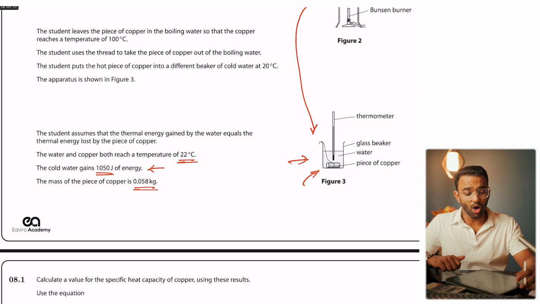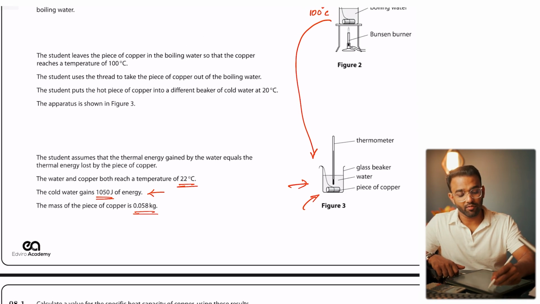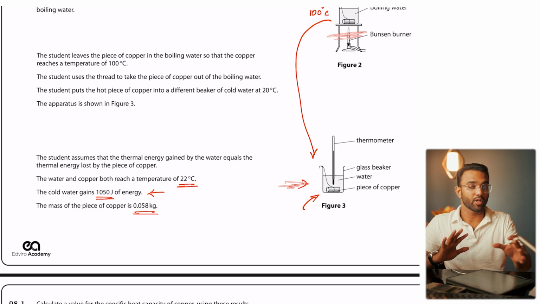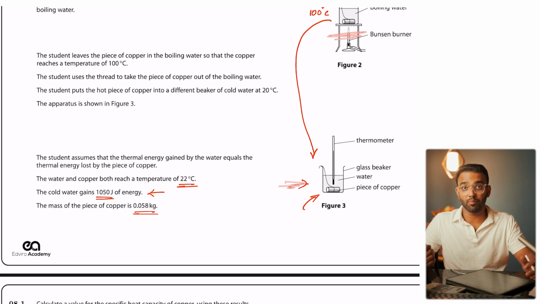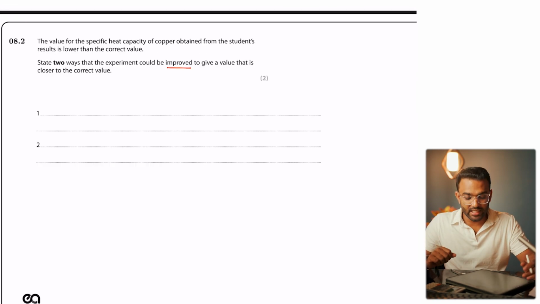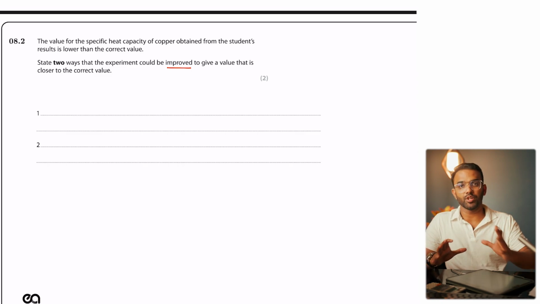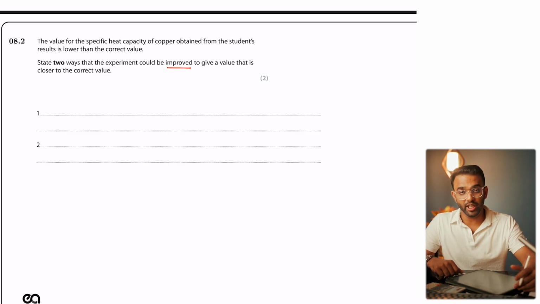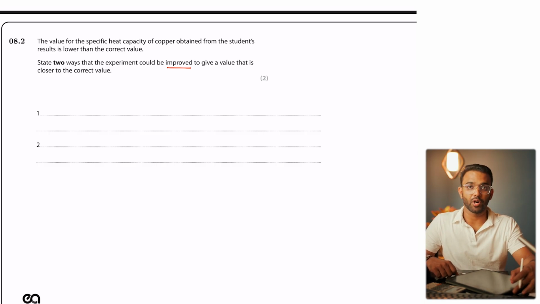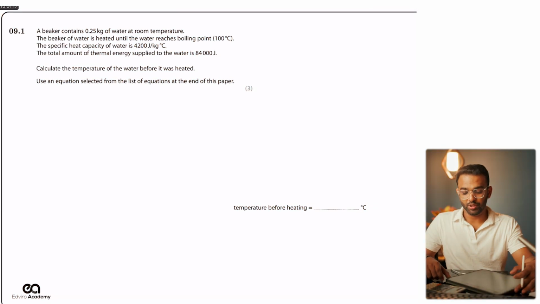We could also argue transferring the copper from there to there quickly. It needs to be quick, otherwise the copper is going to lose energy to the surroundings. You could use a different heating method, perhaps, not just water. Any two of those arguments which will improve the results, especially using insulation, would give you 2 marks. So moving on to this question here.